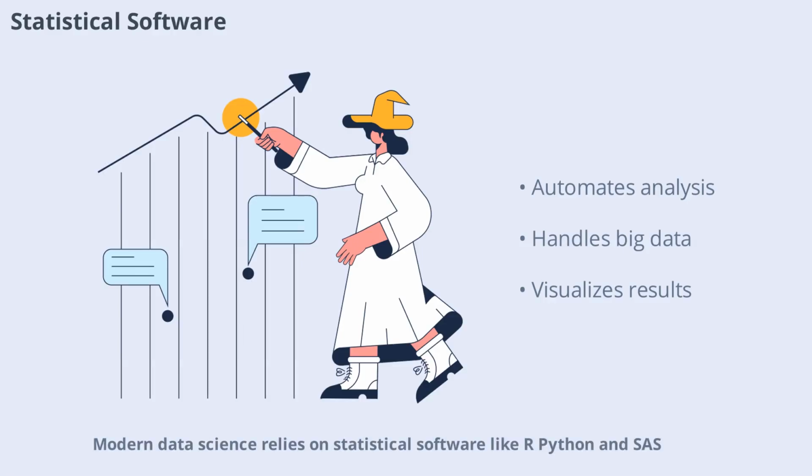Modern data science relies on statistical software like R, Python, and SAS. These tools make it easy to apply statistical methods to large datasets, visualize results, and automate analyses. Knowing how to use statistical software is a must-have skill for any data scientist.